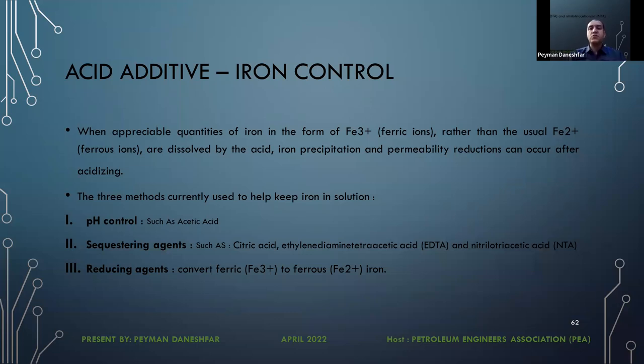And every work that we do in acid jobs to open the channels is eliminated. You know, our job will be a bad job. And we can control it with three methods: pH control, such as acetic acid, or sequestering agents such as citric acid, or EDTA or NTA. And another one is the reducing agent. The reducing agent's performance is converting ferric ions to ferrous ions.